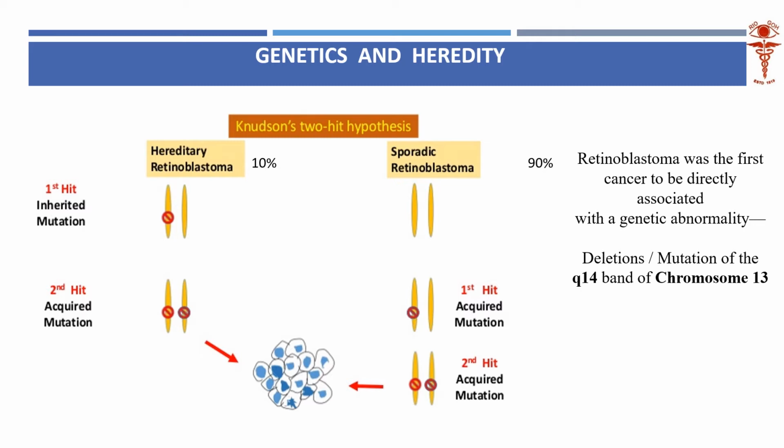And retinoblastoma is usually associated with a change in chromosome 13 in its long arm. Q is the long arm, and in the Q long arm, 1,4 locus. You should not call it 14. You should say it is the 1,4 locus. So chromosome 13, Q arm 1,4, is the place where the genetic mutation occurs.